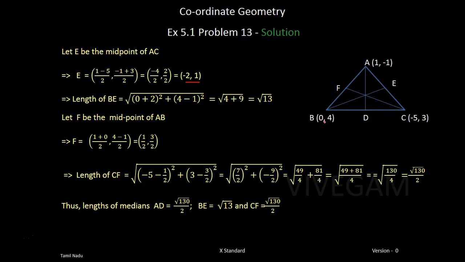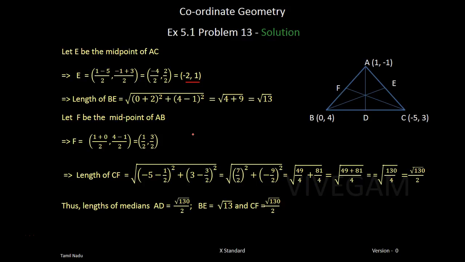E is known. So you will have to find BE. So that will be the difference of the x coordinates. That is 0 minus of minus 2. That will become 0 plus 2 the whole square. 4 minus 1 the whole square. So that is 2 square, this is 3 square. So 4 plus 9, that is root 13. So that's the length of BE.